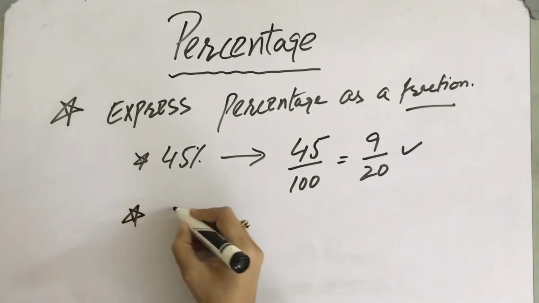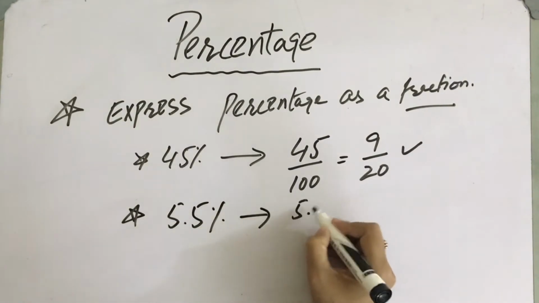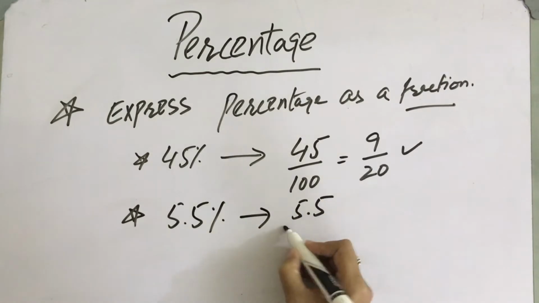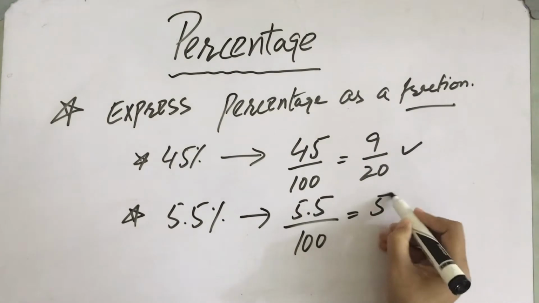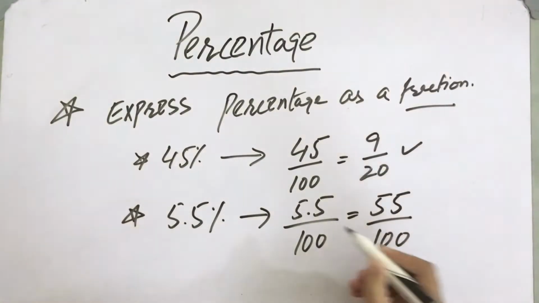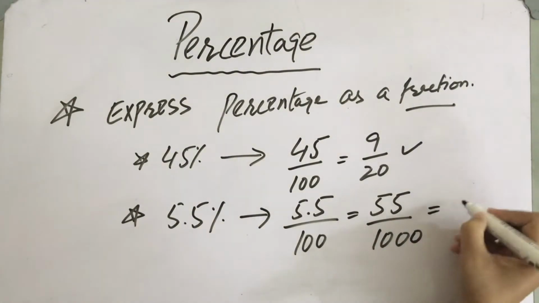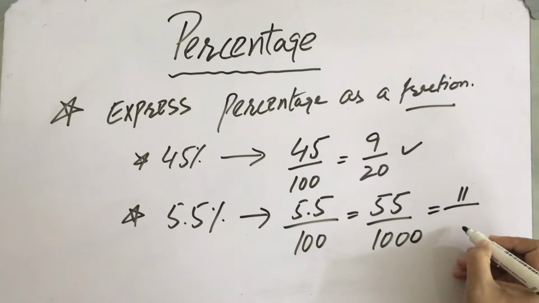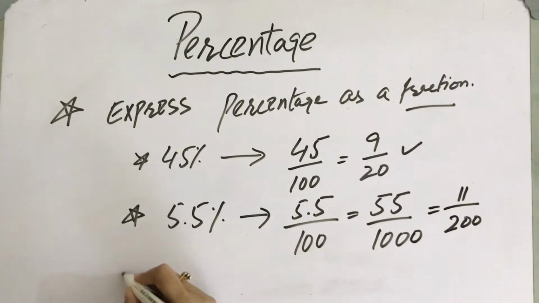Few more examples. 5.5%. You already have 5.5, and the percentage sign is there. You will divide by 100. And to remove this decimal, I shall write 55 over 1000. As it is one decimal place, I shall have 55 over 1000. And when I bring it into lowest form, it will be 11 over 200.